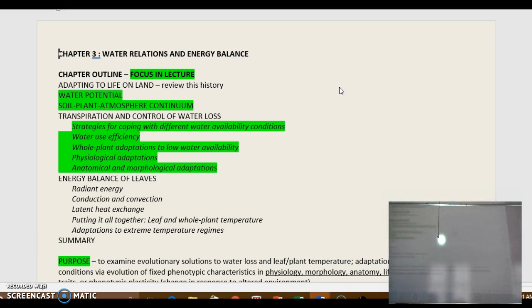One of the first things to notice is that here's an outline of what is covered in the chapter, but my time in class is going to be focused on the areas that I've highlighted in green.